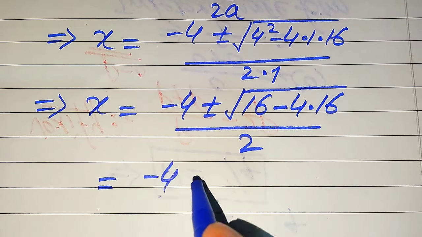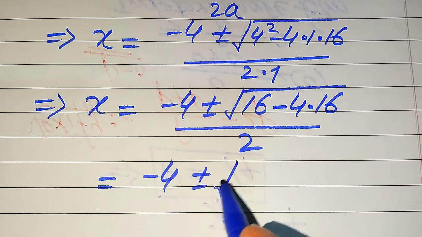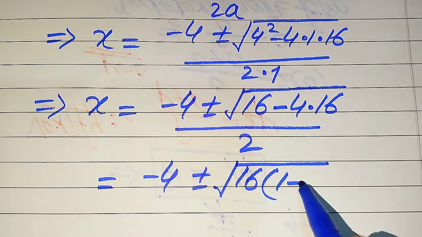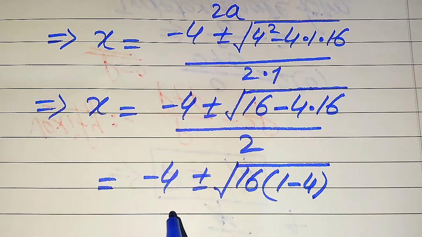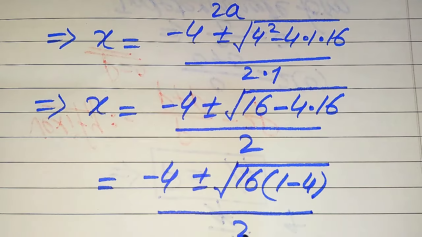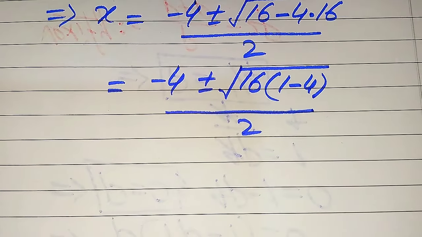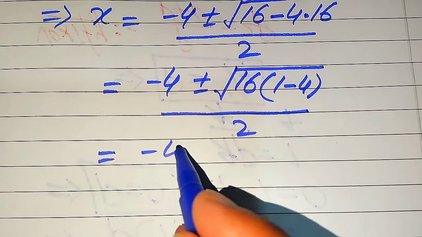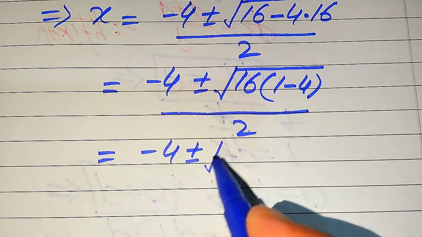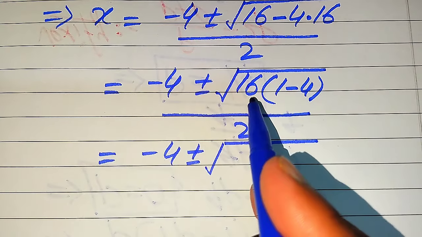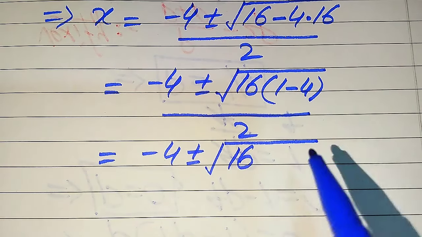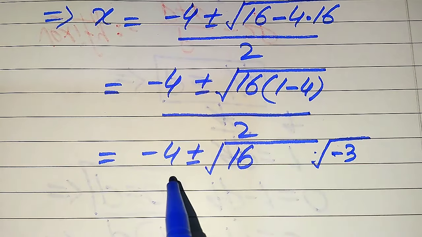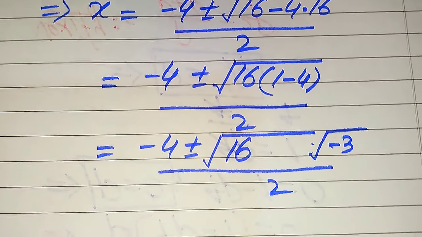And now we have minus 4 plus minus square root of, here we need to take 16 common, and after taking 16 common we will get 1 minus 4 under the whole square root, divided by 2. And now we apply the square root separately on both of these values, and after applying the square root it will be written as minus 4 plus minus square root of 16 into square root of 1 minus 4 becomes minus 3, divided by 2.